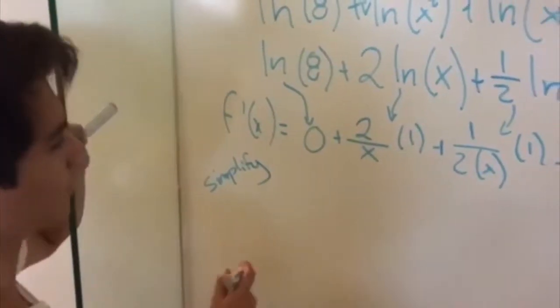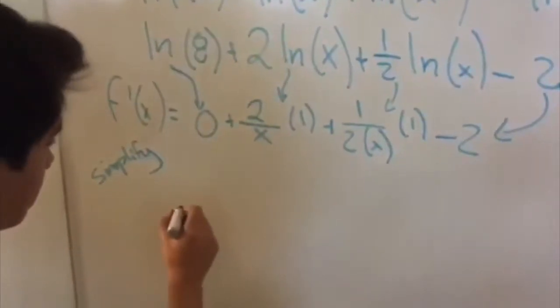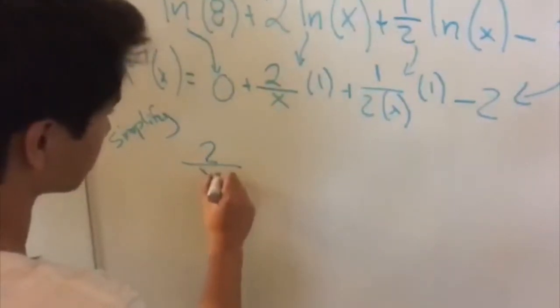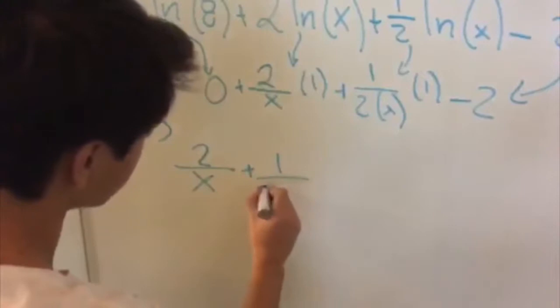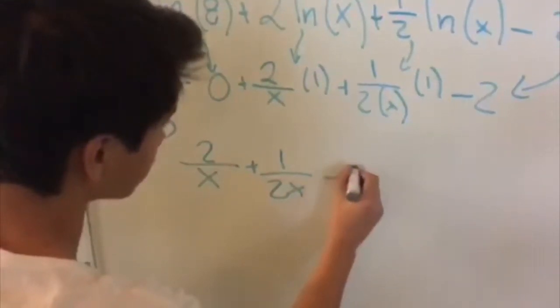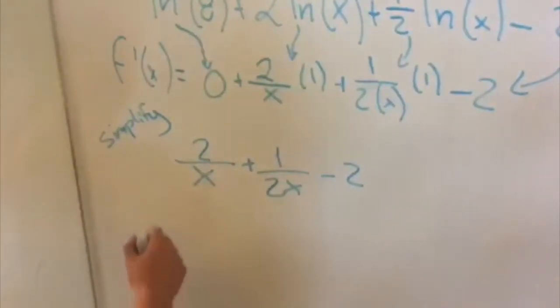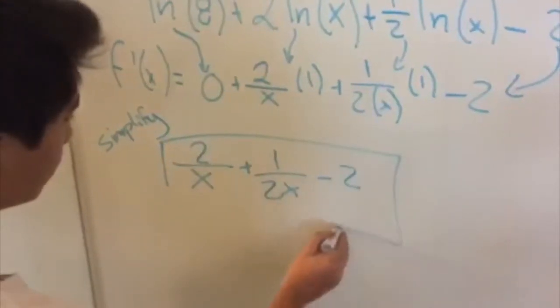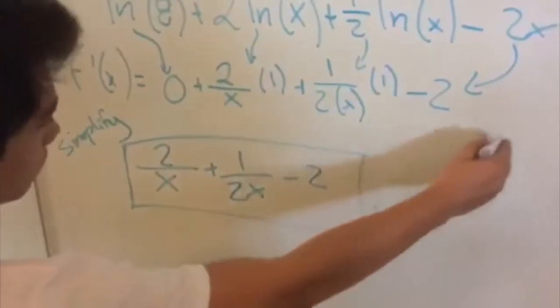Once we have our derivatives, everything is just as easy as simplifying everything. Multiply everything that we have and simplify everything that we can. Once we've done that, we're going to have our derivative.